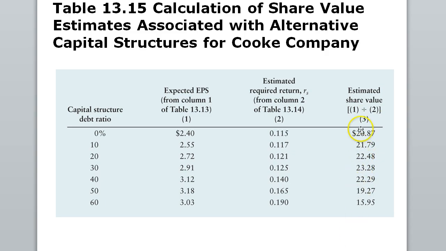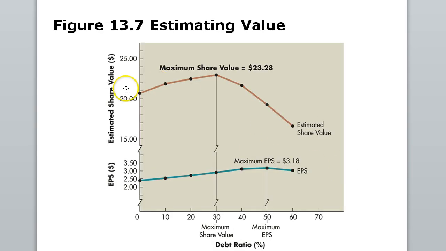So where is stock price maximized? Right here at the 30% level, we get a maximum stock price using that formula. If we graph it, the maximum share price here at 23.28 would be preferred. So that's the maximum share value. Our maximum earnings per share is down here because we used more risk, or had a higher required rate of return, which is going to lower the stock price.